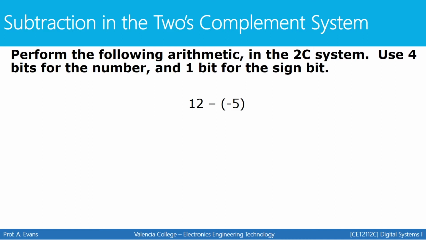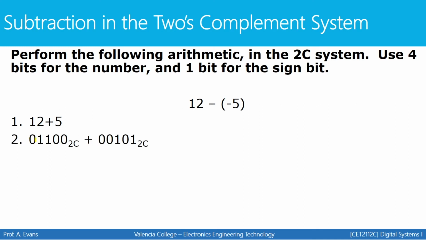So let's look at the first example. We have 12 minus negative 5. So let's first rewrite that as addition. That would be 12 plus 5. Now I'm going to write each of those numbers as a 2's complement number. Since they're both positive, I don't have to convert anything. I just need to write each number in binary, and I need to use 5 bits to do that.